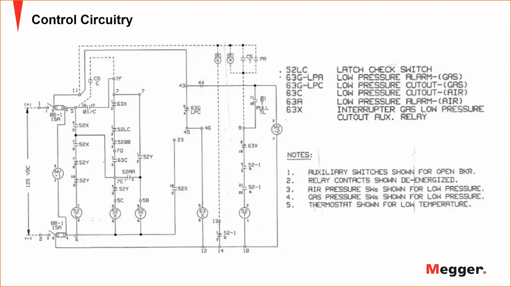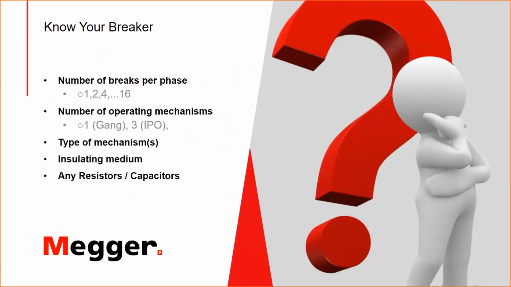So it is very important to know your breaker so you will be able to test it. Know how many breaks per phase you have. Know whether your breaker is gang operated, with a single mechanism, or has three independent mechanisms. What is the type of this mechanism? So you will be able to handle it correctly and know, for example, where to connect in the control circuitry, etc.